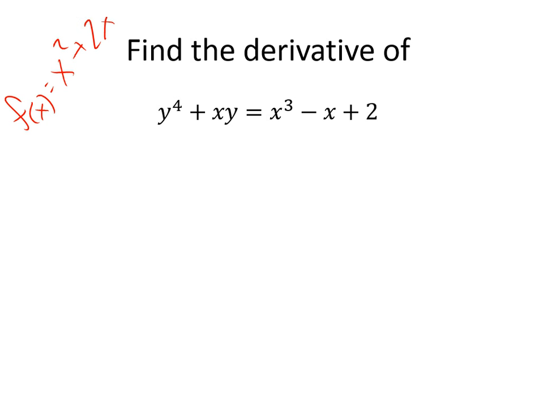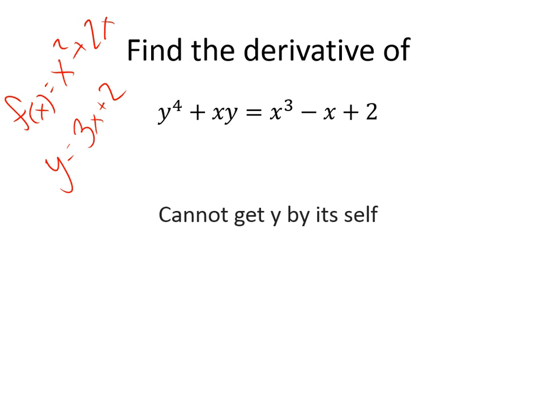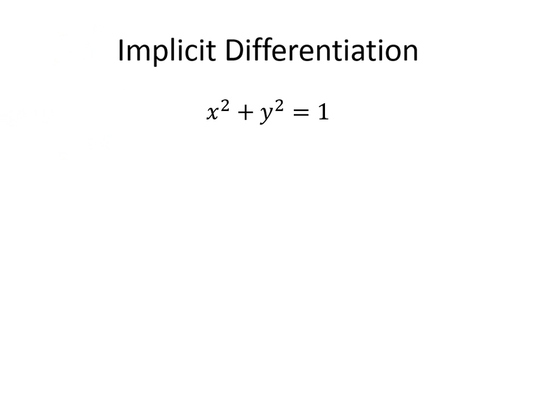Or in the cases where we can get the y all by itself, we'll get something like y equals 3x plus 2, and we're able to get the y by itself. But in this case, we can't get the y by itself, so we cannot just use our normal differentiation. What we have to use is something called implicit differentiation, which allows us to find the derivative of this.